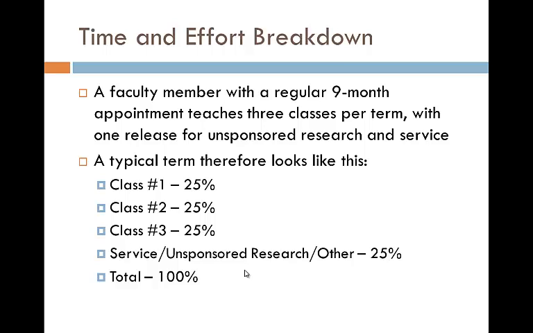Class number 1, 25%. Class number 2, 25%. Class number 3, 25%. Service, unsponsored research, other, 25% for a total of 100. This is rough.